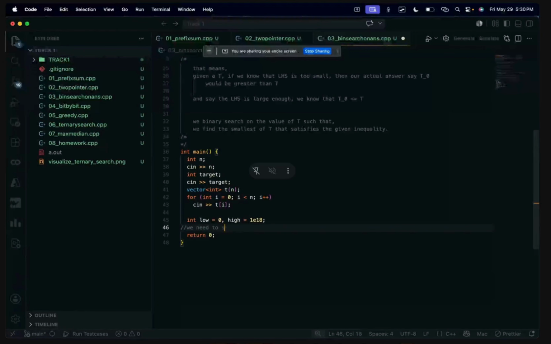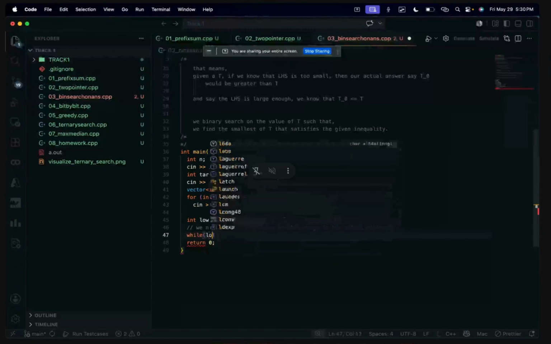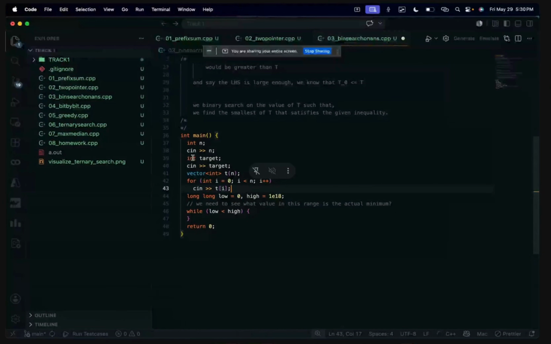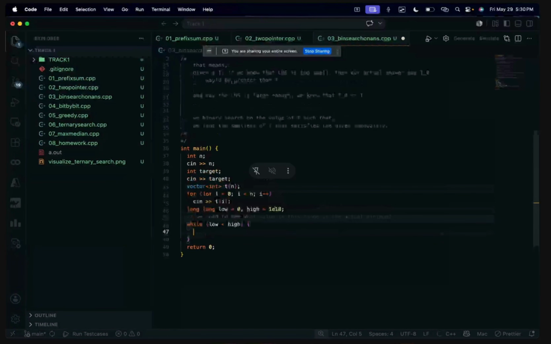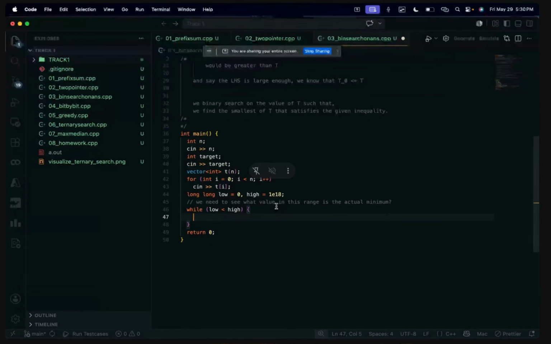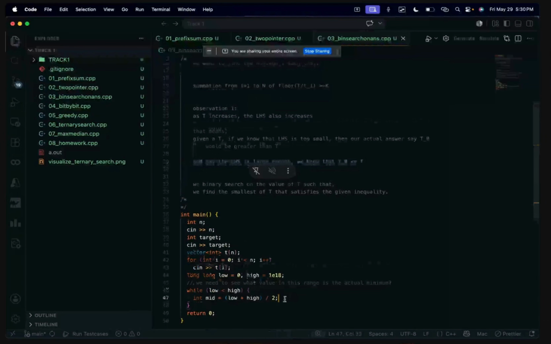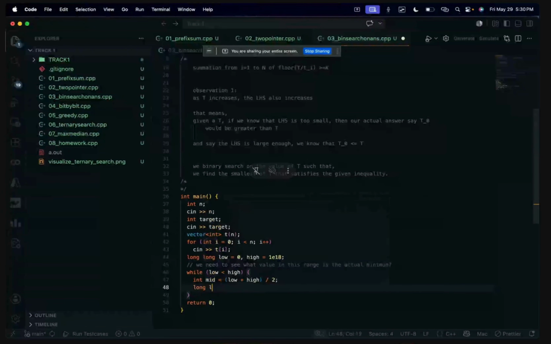So we need to see what value in this range is the actual minimum. For this, we do a binary search. Not int, again we need a long. And here int works. Okay, so here we have a middle value, mid, which is the candidate that we'll be working on. We check whether this mid produces a number of products that is large enough or too small. So we'll have an LHS, a long LHS.